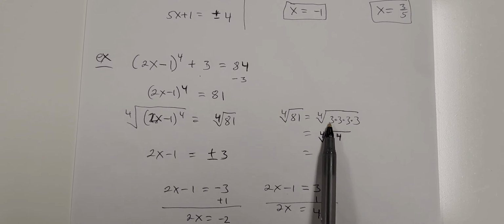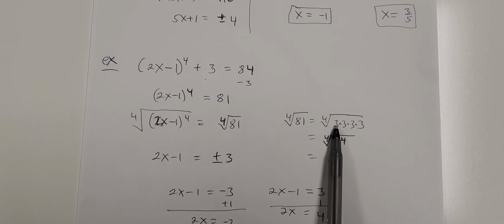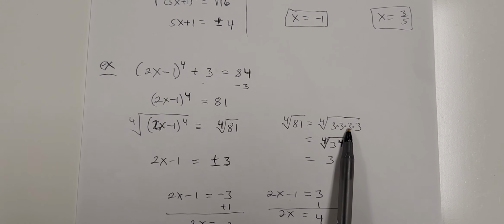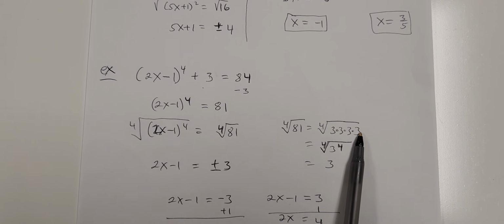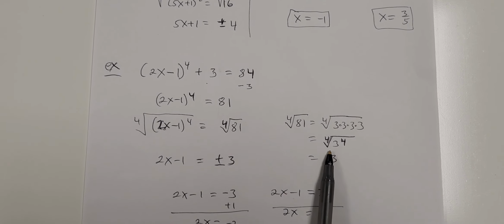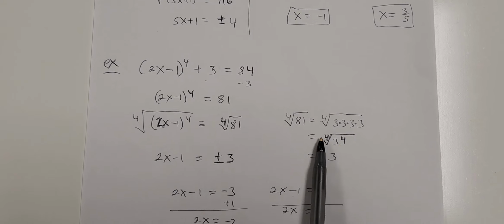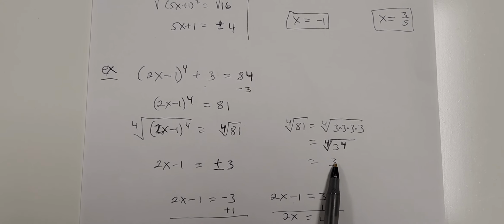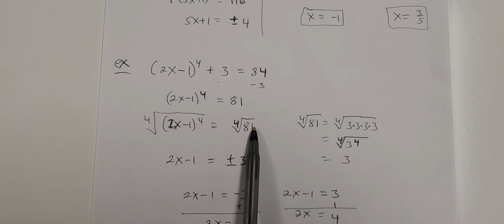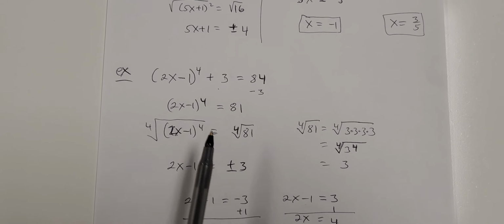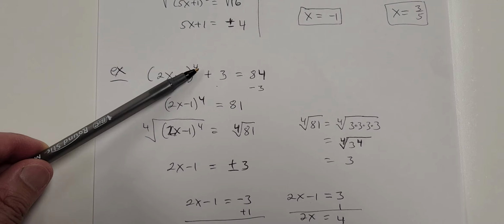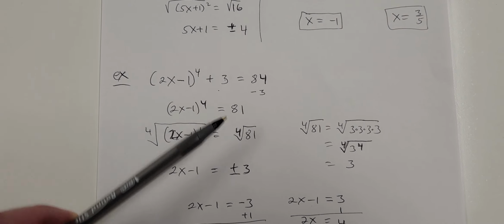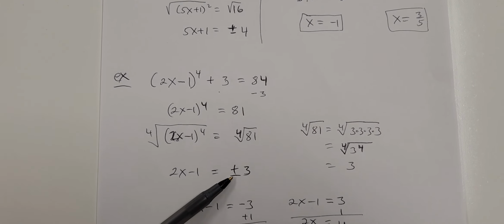Why 3? Because there are four 3's. 3 times 3 gives me 9. 9 times 3 gives me 27. 27 times the last 3 gives me 81. So technically there are four 3's, so these go away and I just have 3. So the fourth root of 81 is 3. And why is there plus and minus here? Because this is an even power. Again, even power, make sure you put plus and minus.